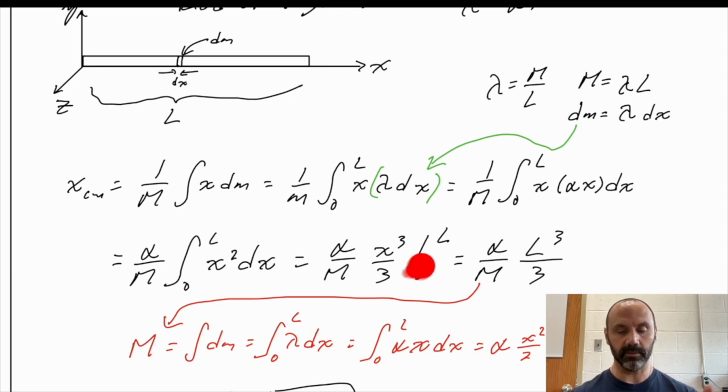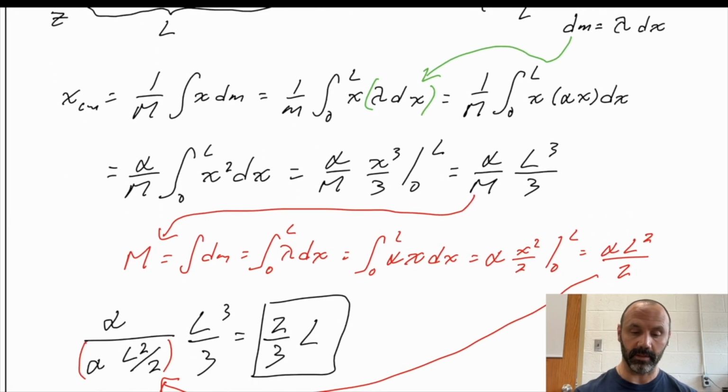X squared. So I take the integral, I get alpha over m x cubed over 3 from 0 to L. When I plug in 0, I get 0. Plug in L, and I get alpha over m L cubed over 3. Now, usually we're not going to want this in terms of m. We want to know the location. If I have m in there, then I don't really know the location yet, right? I can't put my finger on what the coordinate is. So now I need to find out what m is.